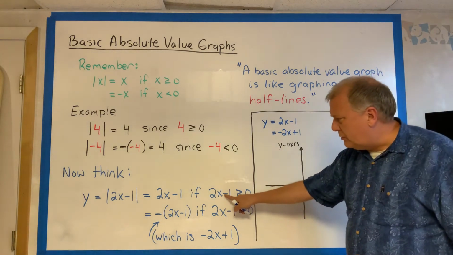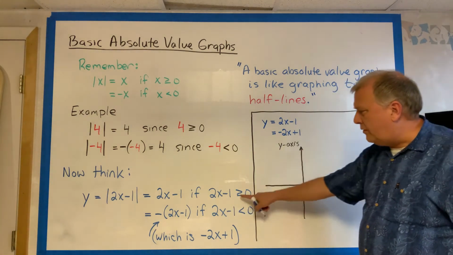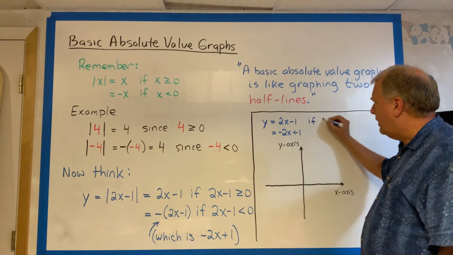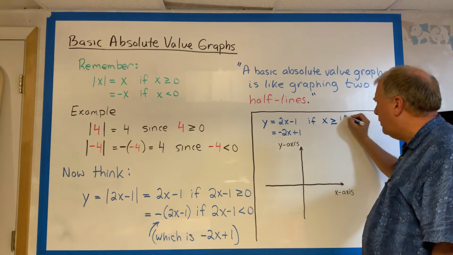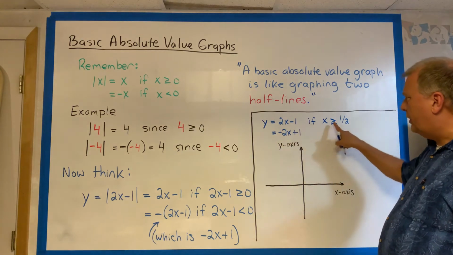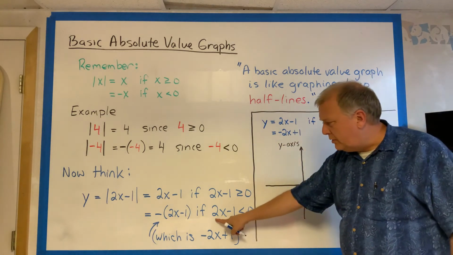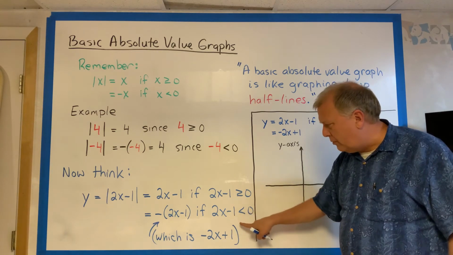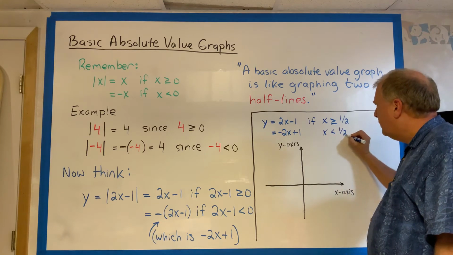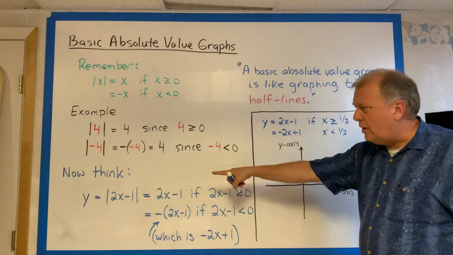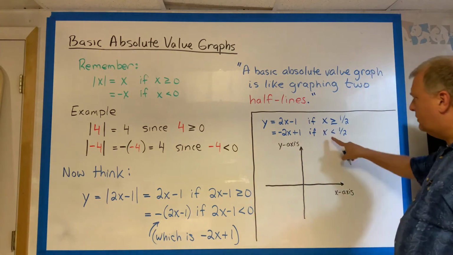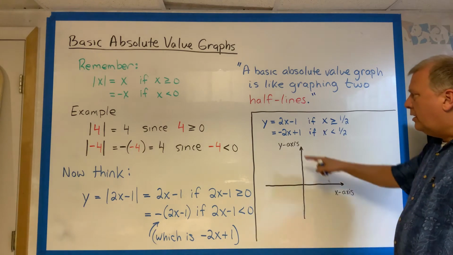Think about 2x minus 1 greater than or equal to 0. If you solve that for x, add 1, divide by 2, then you get x greater than or equal to 1/2. So this graph will be equal to that line if x is greater than or equal to 1/2. And when 2x minus 1 is less than 0, add 1, divide by 2, x is less than 1/2. So this absolute value of the line will be equal to minus 2x plus 1 if x is less than 1/2. Now we could graph this line.